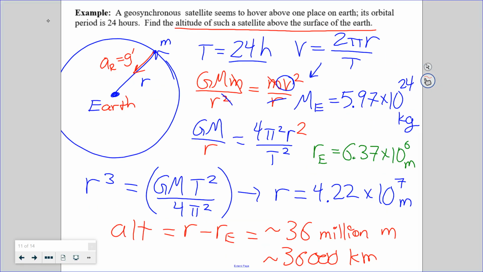Like the a equals v squared over r is not really in there. It's F equals ma equals mv squared over r.